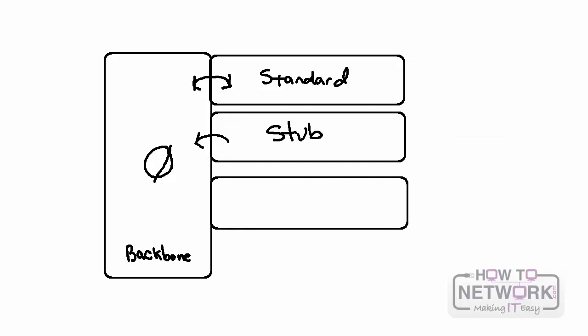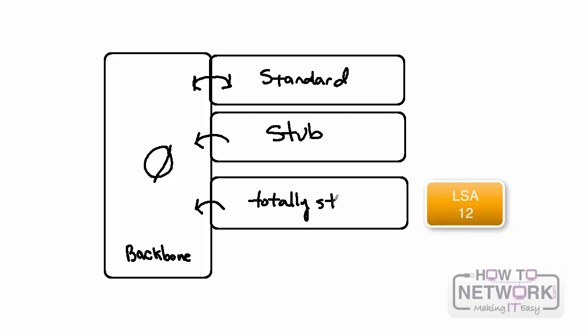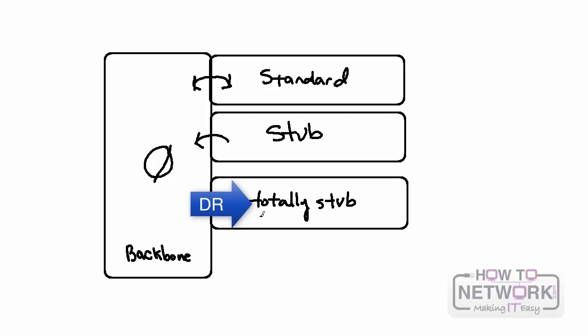Now, next would be a totally stubby area. And let's take this stub area concept one step further. In a totally stubby area, in addition to the lack of type 4 and 5 LSAs, type 3 LSAs, which carry information about internal routes, are also prohibited. The concept of an injected default route still applies here, just like a stub area. So all traffic leaving the area does so using the default route.